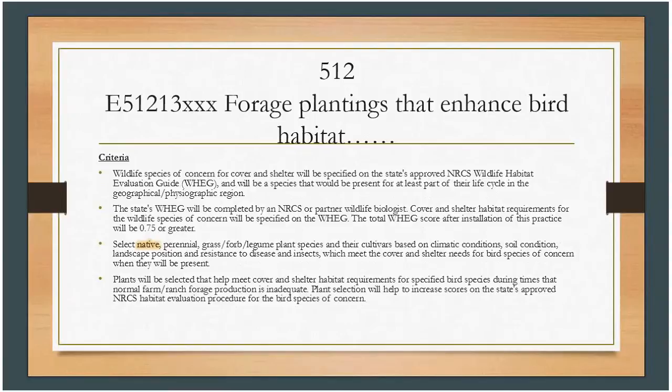We have a crop, pasture, hayland WEG. So that's a general WEG, but even though you're doing a general WEG, you still have to choose a species of concern, it looks like. So what species or group of species were you thinking about when you did this WEG? Because you're going to have to end up with an after installation score of 0.75.